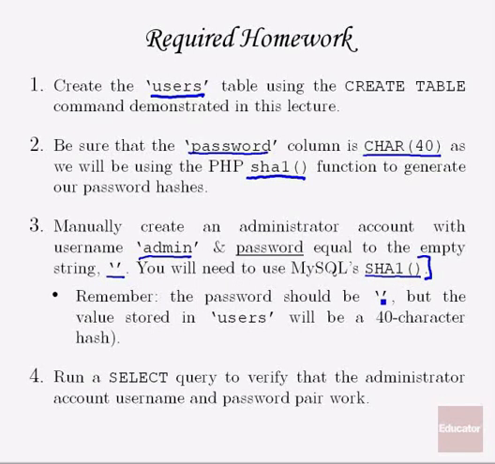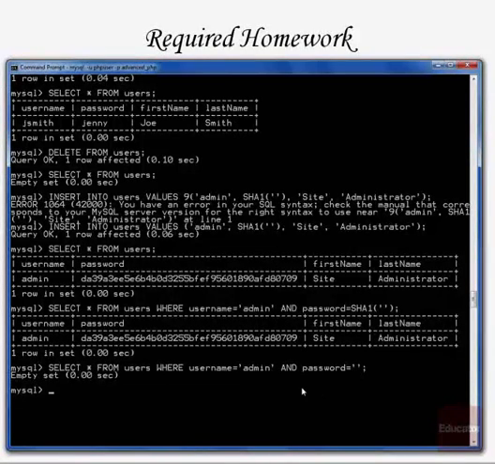And also the password is actually just the empty string, but the value that you're going to be storing in that password field is going to be the SHA-1 output of the empty string, so it's going to be that 40-character hash. And then like we did, run a select query on this new admin account that you created to verify that you can retrieve that row using username admin and password empty string. You're going to be running a query just like we did here, and that's going to verify that everything is set up and works correctly.